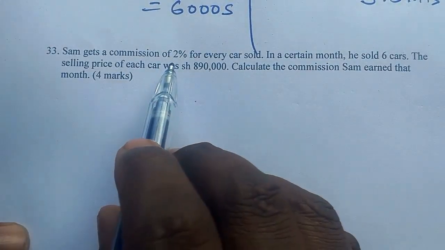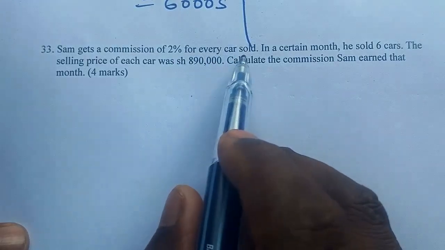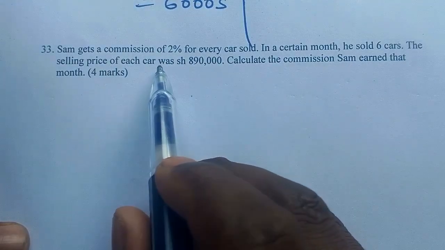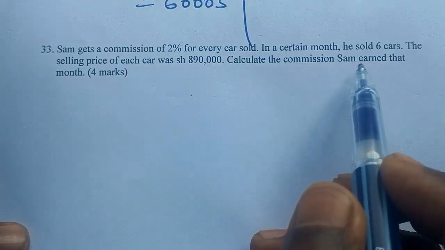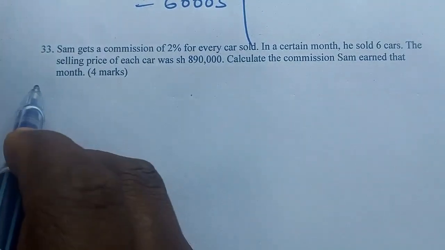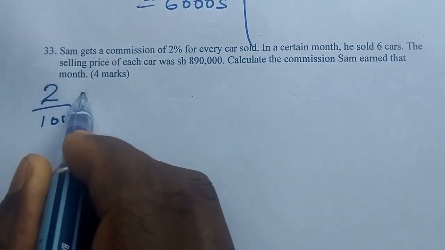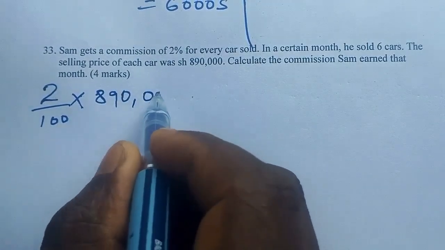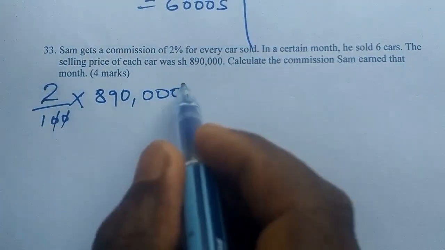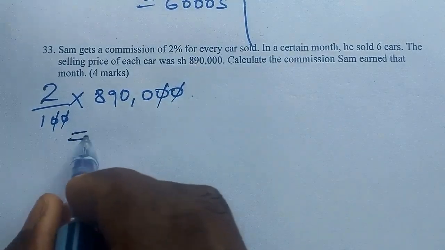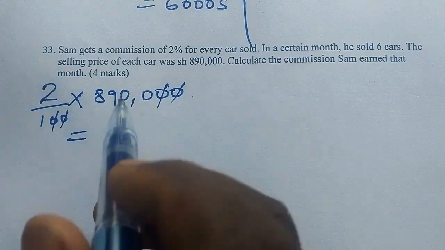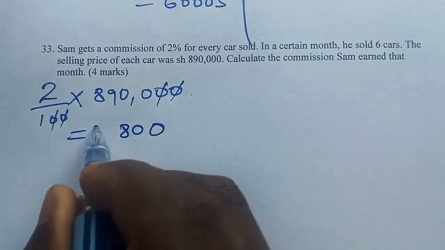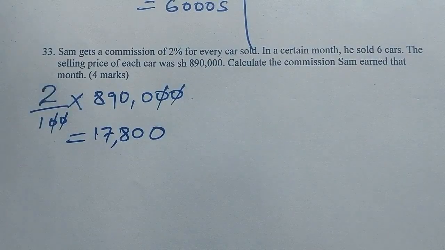Sam gets a commission of 2% for every car sold. In a certain month, he sold 6 cars. The selling price of each car is this. Calculate the commission Sam earned that month. So 2 over 100, that is the commission, times this. So this one will give the commission for 1 car. This times this is 17,800, the commission for 1 car.